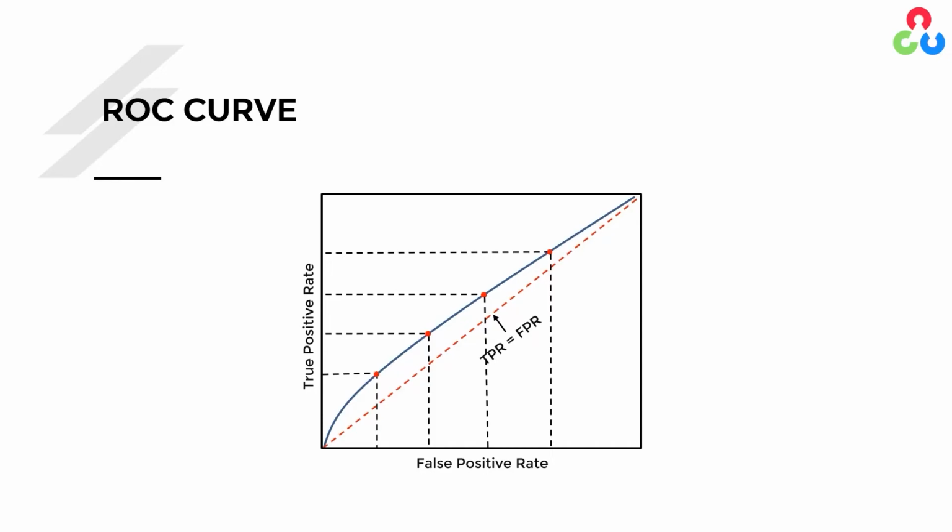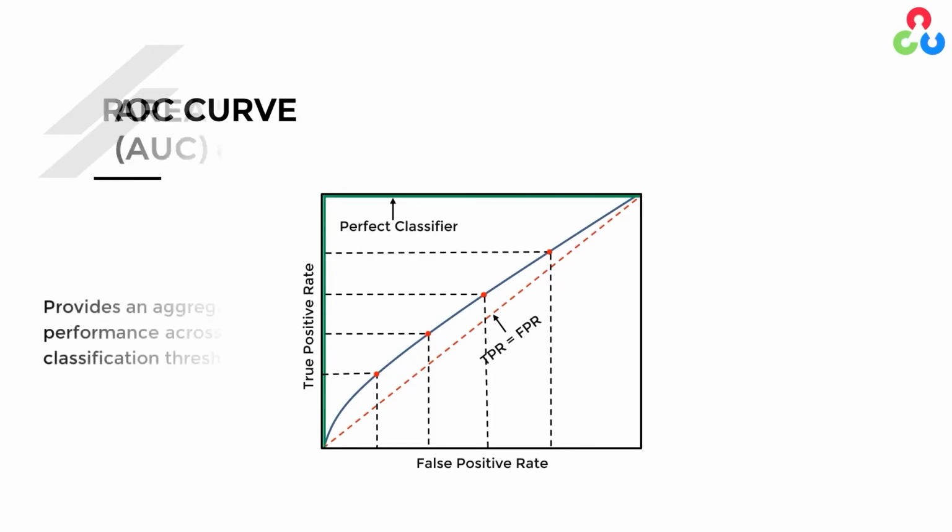In a perfect case, there's a threshold that allows the model to split the classes perfectly. The true positive rate will be equal to 1, while the false positive rate will be 0. The resulting ROC curve will be a straight line glued to the upper left corner of the plot. So in practice, we want the ROC curve to be as close to the corner of the plot as possible.